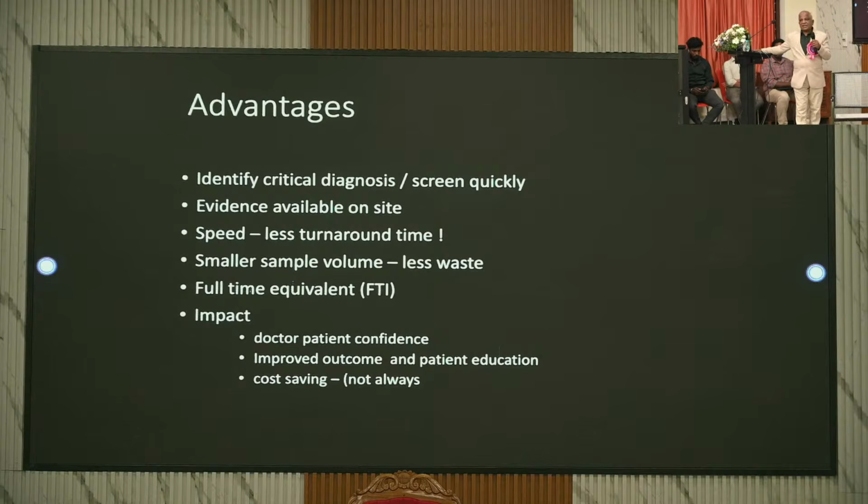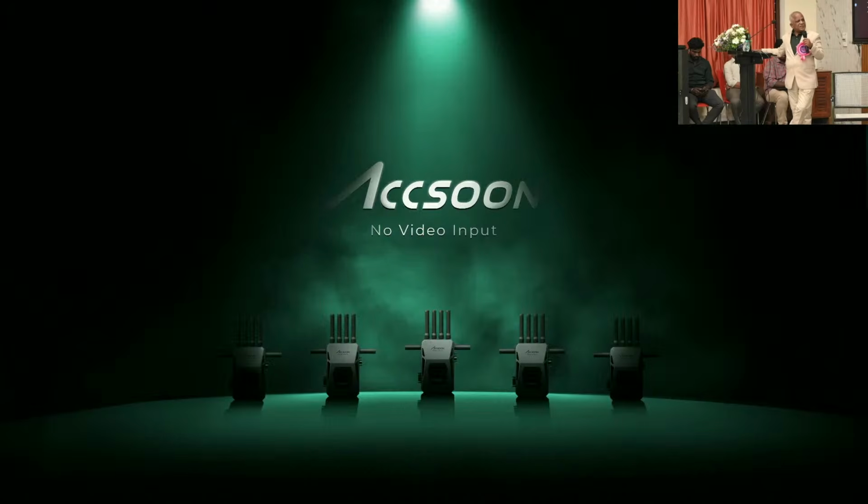And the result is available on the site itself immediately, with speed and less turnaround time, within some 10 to 30 minutes, smaller sample volume, only a finger prick mostly, and it is full-time equivalent, meaning it can be compared with any laboratory standard test. Doctor-patient confidence, improved outcome and patient education, and it is cost saving. Is it always cost saving? I am not sure, because the molecular tests which are complicated, when you do them in the lab, may come in the hundreds, but may cost in the thousands when you do them at the point of care.